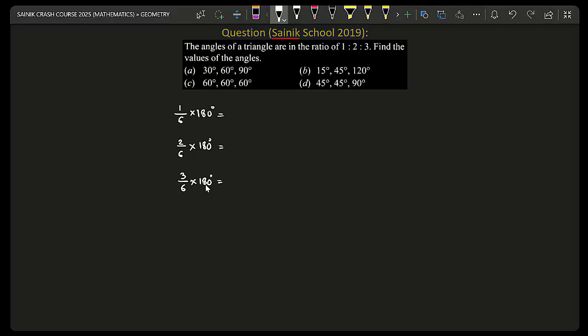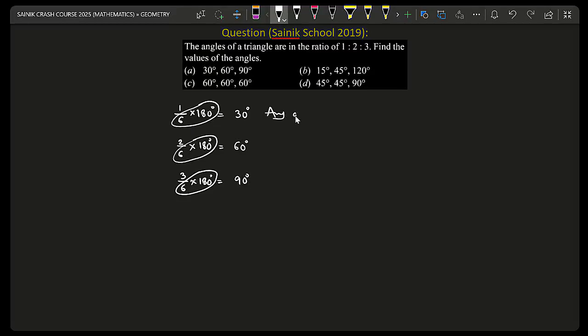So every angle is receiving a share: 1 part out of 6 parts, 2 parts out of 6 parts, and 3 parts out of 6 parts. So simplify this: 6 ones are 6, 6 thirties are 180. What you can do is first do this and keep it with you, and every time multiply with the same number. What is 180 by 6? 30. Just multiply 30 by 1, 2, 3. 1 into 30 is 30, 2 into 30 is 60, and 3 into 30 is 90. So the answer is A.